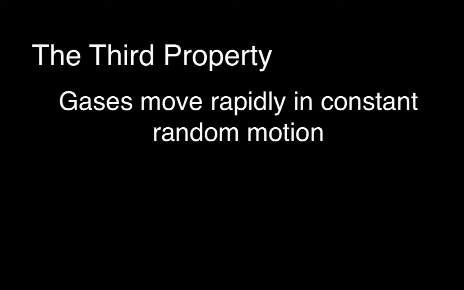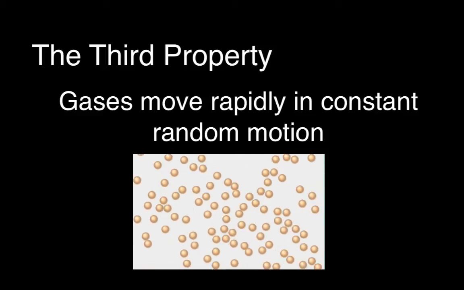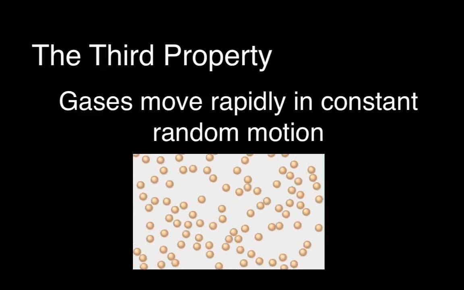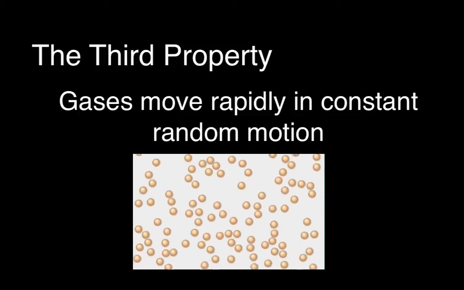The third property says gas particles move rapidly in constant random motion. So as soon as they bounce off a wall, they just randomly move and bounce into something else. They're always going to travel in a straight line until they hit something. This random motion is affected by both the temperature and the volume of the container that the gas is in.